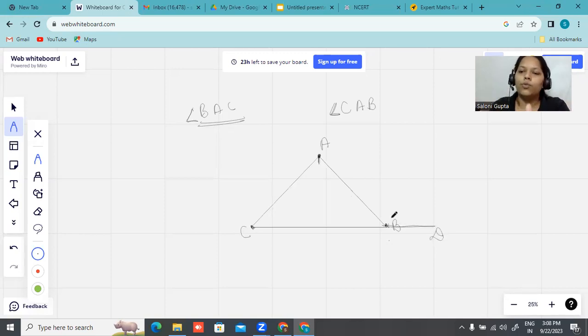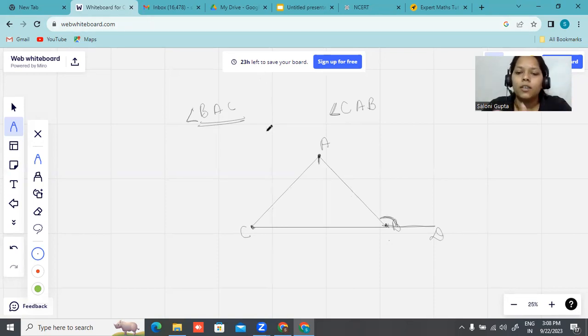Whenever we do this, we draw an angle also. This angle will be called the exterior angle, that is, outside this triangle, right? It is made after producing one of the sides of a triangle. That is why we call it the exterior angle. So I hope this is clear.